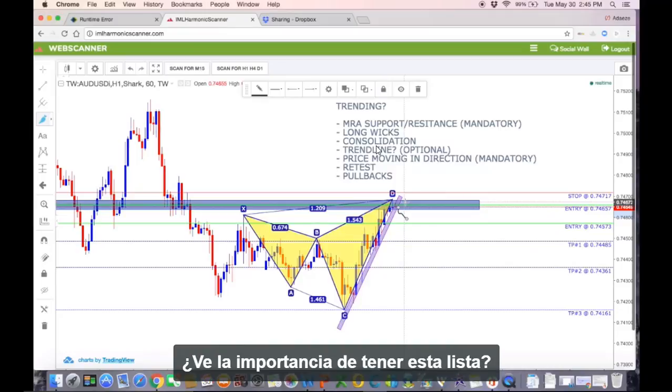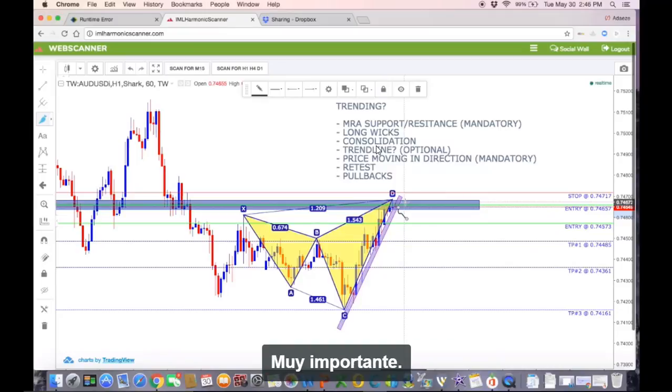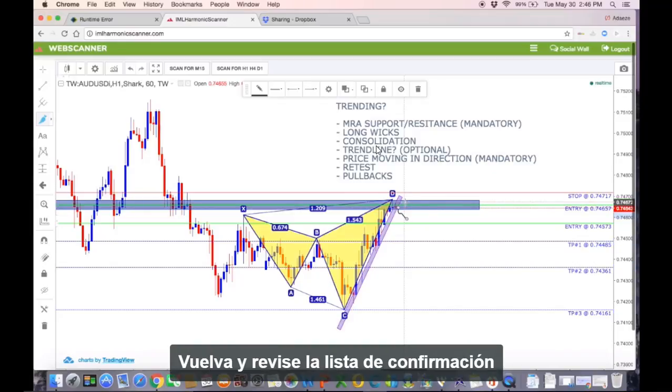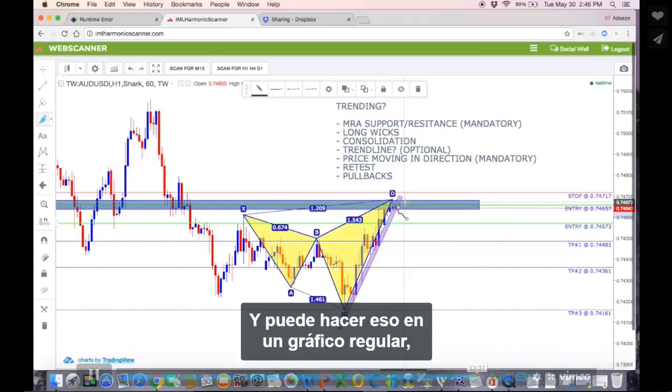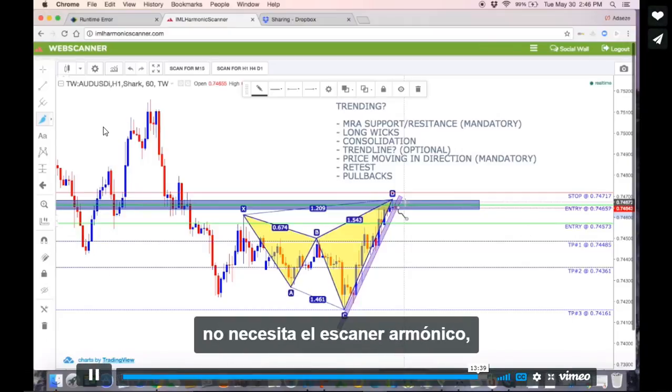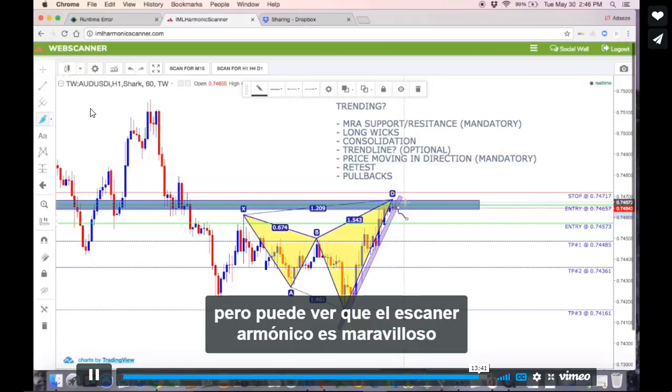Do you see the importance of having this checklist? Very important. Hopefully that helps you out. Go back and check out the confirmation checklist where I go through all of this stuff. But go back and check out the confirmation checklist. This is just putting it into action. And you can do this on a regular chart. You don't need the harmonic scanner, but you can see that the harmonic scanner is awesome because it tells you where to look.